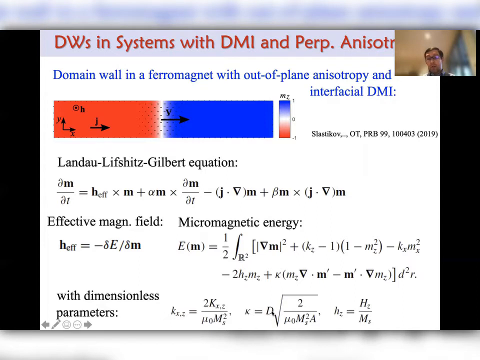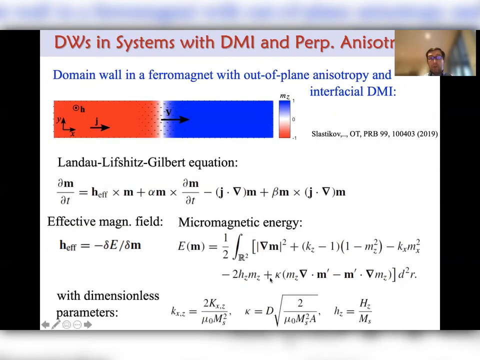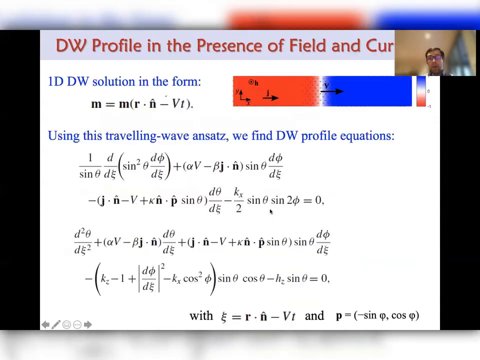All right, so the idea is to solve this Landau-Lifshitz-Gilbert equation, and we can do it using this traveling wave ansatz like shown here. If we plug it into the Landau-Lifshitz-Gilbert equation, we can find the following equations for the domain wall profile in terms of spherical angles phi and theta. And if we solve these equations, then we can find the domain wall profile.